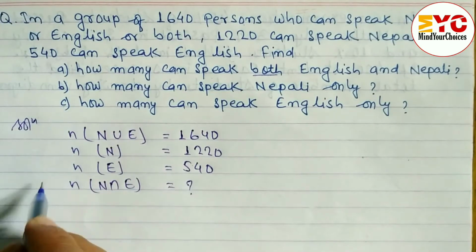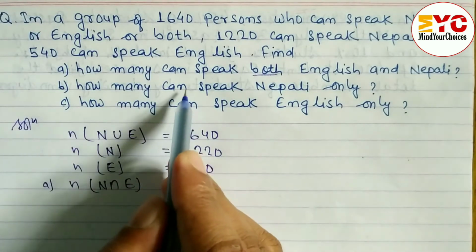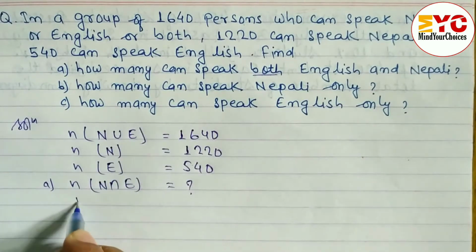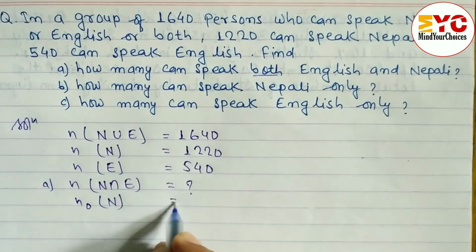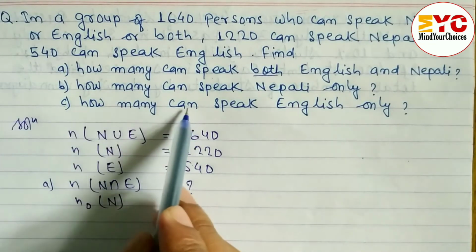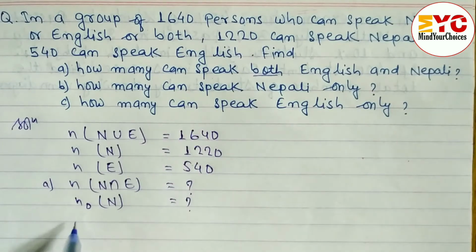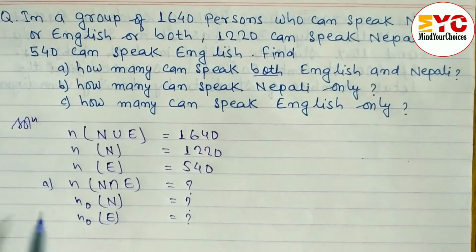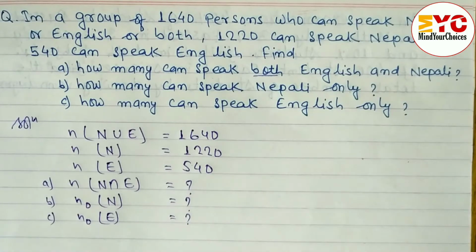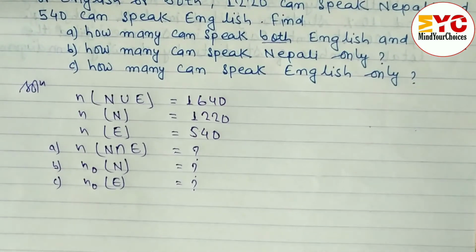Next, in B, we have to find out how many can speak Nepali only. So the number of people who speak only Nepali, n(only N), is equal to what? Number C, how many can speak English only. So the number of people who speak only English is equal to what? Let's make a start by using the formula.